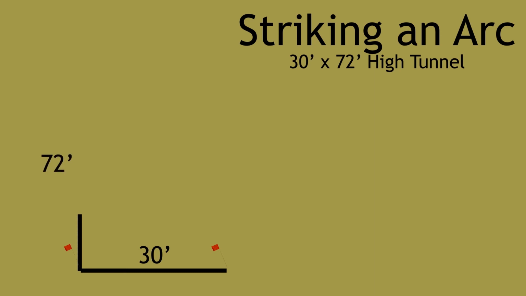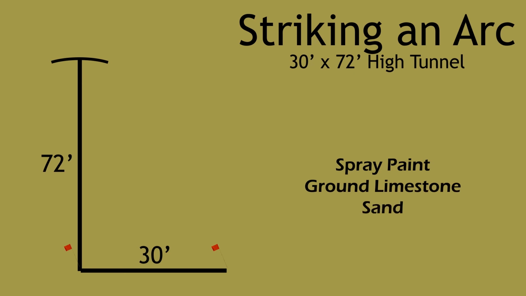Now, from the starting corner, we measure the length of the tunnel using a measuring tape. Here, instead of marking the corner's location, we strike an arc that is about 5 feet long. This arc can be marked with spray paint or with a powder such as ground limestone, sand, or even flour.